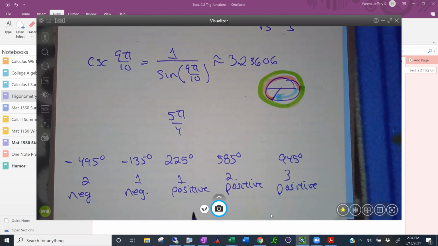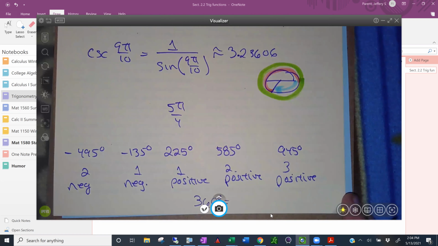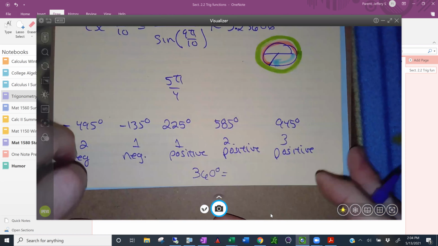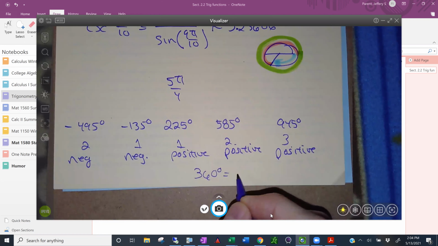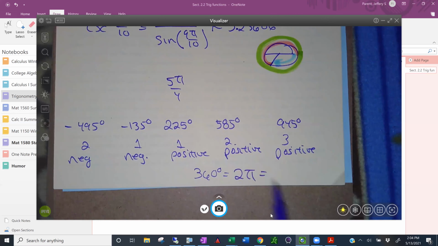Once around the unit circle is 360 degrees. 360 degrees in radians is what? What's once around the circle in radians? 2 pi. One revolution is 2 pi.